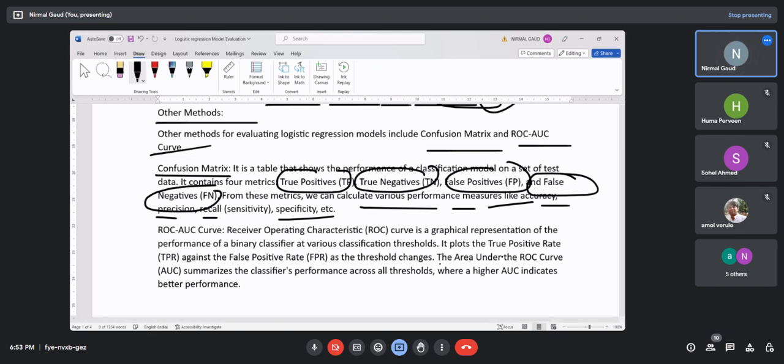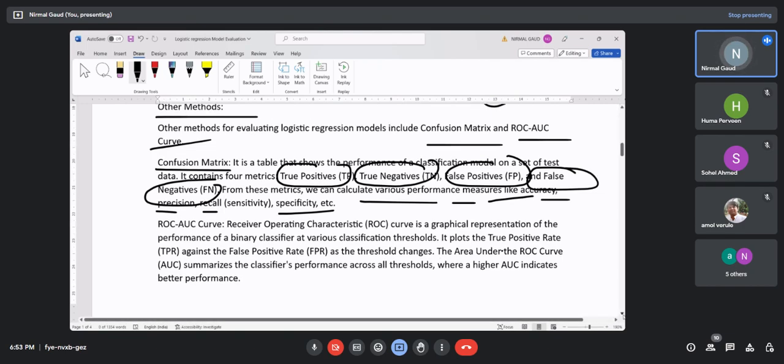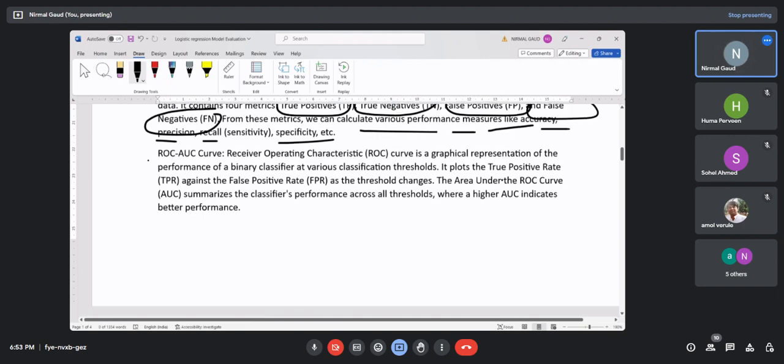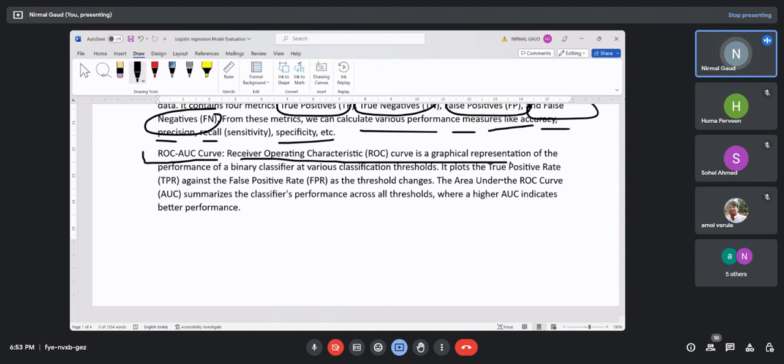ROC AUC curve, what is this? ROC means receiver operating characteristics, and AUC means area under the curve. What do they mean? The receiver operating characteristic curve is a graphical representation of the performance of a binary classifier. Especially in the case of logistic regression, it's a binary classifier.